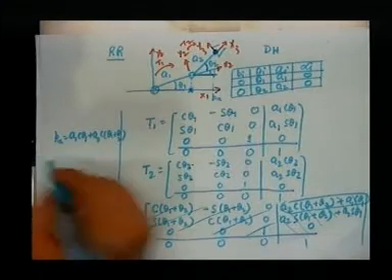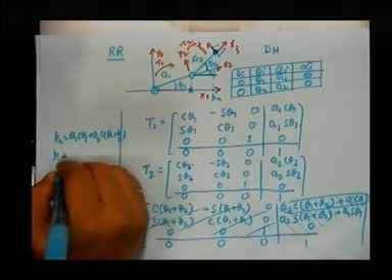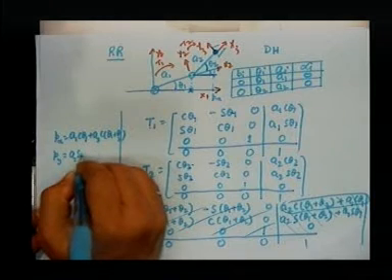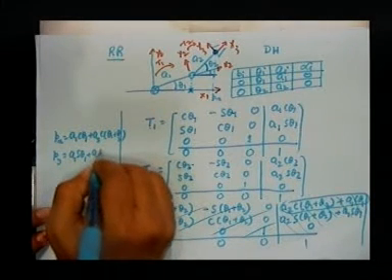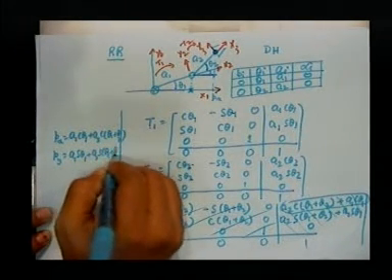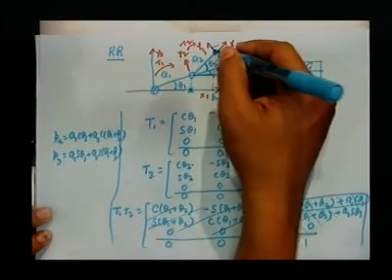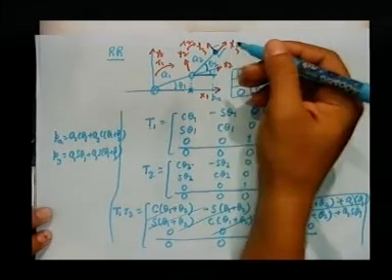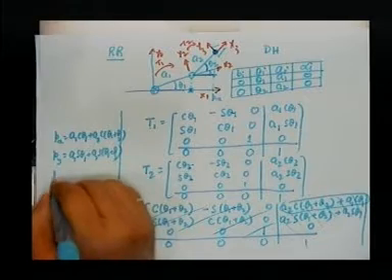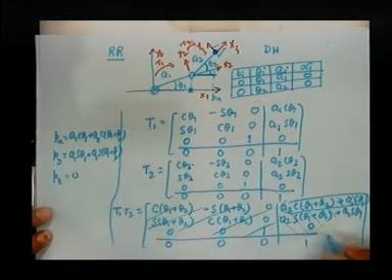You can try the second one. Py will be similarly A1 sin theta 1 plus A2 sin(theta 1 plus theta 2). And the last one, since it is a planar case, there is no z component. So, Pz equal to 0, so Pz equal to 0 also in this matrix.